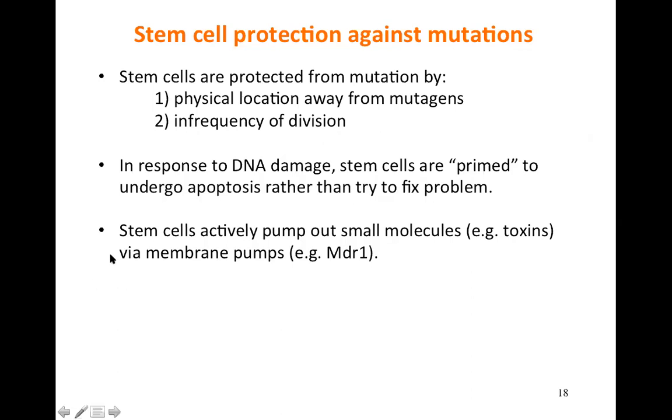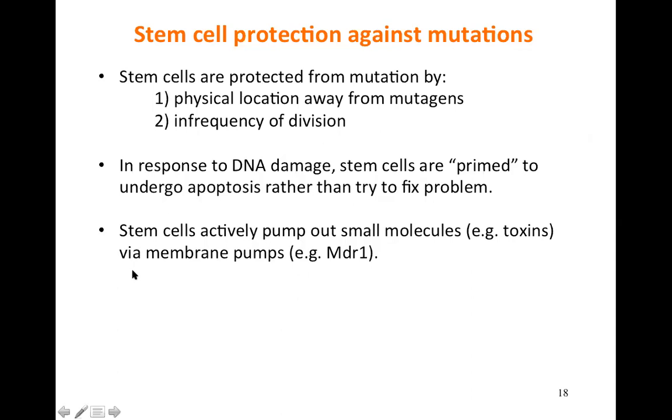Also, stem cells actively pump out small molecules such as toxins. On their surface, there are certain membrane pumps. These are proteins like MDR2, whose job it is to constantly take exogenous or xenobiotic molecules from outside of the cell that have somehow entered the cell and just pump them back out of the cell. And so this is especially true for toxins. So stem cells have a lot of these mechanisms for trying to really preserve their genome.